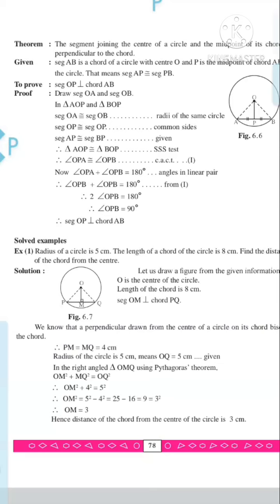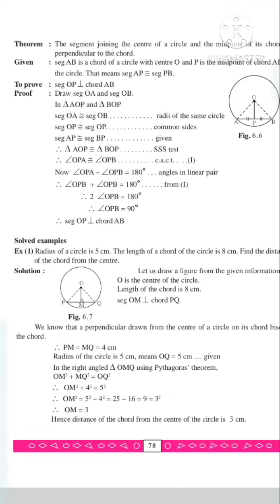Now I'll show you one example of a sum. See the question here. Radius of the circle is 5 cm. The length of the chord is 8 cm. You have to find the distance from the chord. Very simple sum. You have done this in 8th standard also. So first thing I will draw the circle. You will draw the radius. Radius is given as 5 cm and the length of the chord is 8 cm.